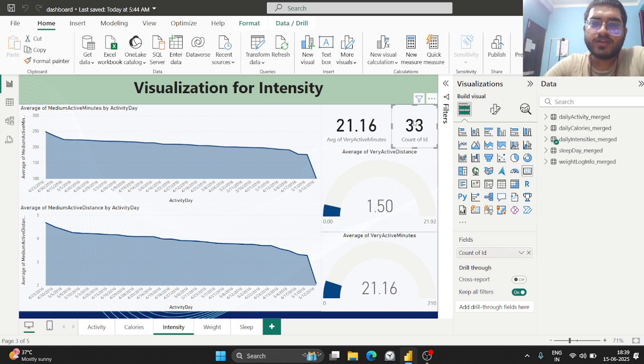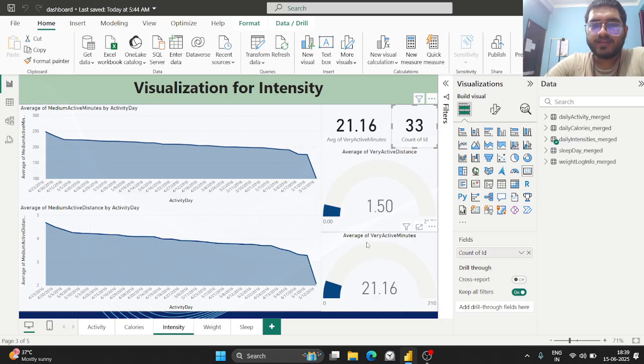The number of users who contributed to the intensity data was 33 different users, and the average of very active minutes was 28 minutes. If you look at the variation of average very active distance, you will find that some were active for only 0 minutes, and a few went for around 21 minutes, with an average of 1.5 minutes.